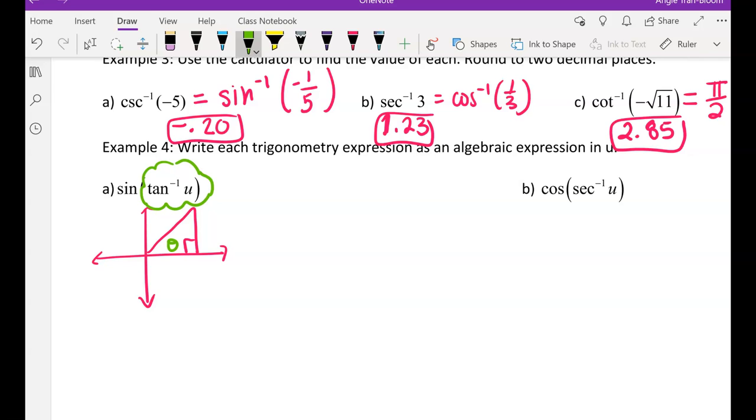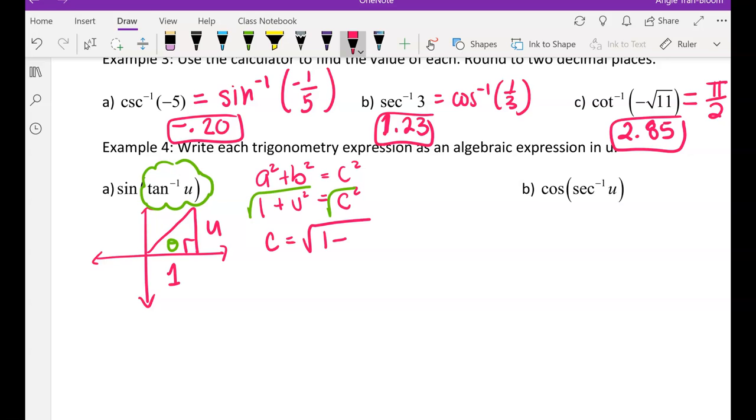Now that we know the angle, can I label the sides of this triangle at all? Yeah, tangent is what over what? Opposite over adjacent. So the opposite leg will get a variable u, and then the adjacent leg will get a 1. Is it possible for us to find the radius, aka hypotenuse? Yes, using a squared plus b squared equals c squared. A is just 1. 1 squared is 1. B squared is u squared, equals c squared, which is unknown. So c will come out to be square root of 1 plus u squared.